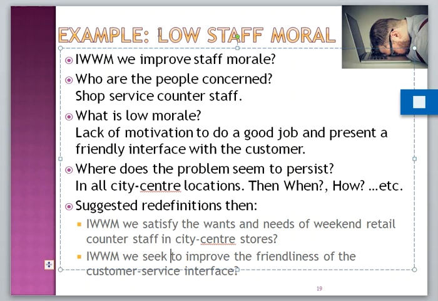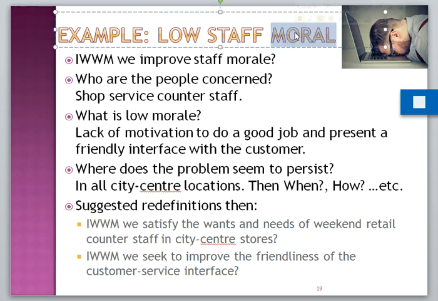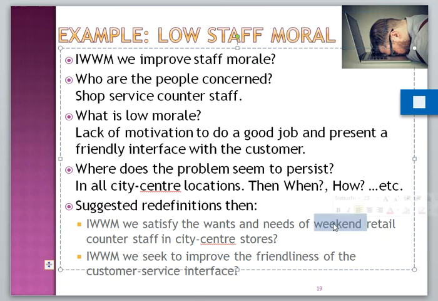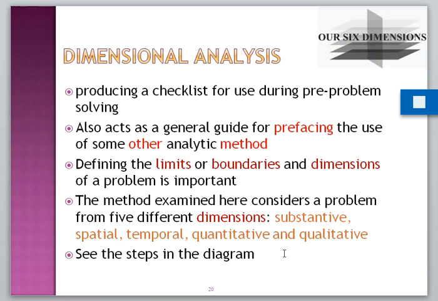So instead of having a general problem like low staff morale, we found by details that it's not all the staff morale, it's related to some motivation and being friendly. It's not in all the areas, it's only in the city center locations, only on the weekend. So when we solve the problem, we solve it for the weekend, not for the whole country, only in the city center stores, and so on. This is exactly what is meant by the six questions. It gives you details about these six areas and makes you able to specifically define the problem.